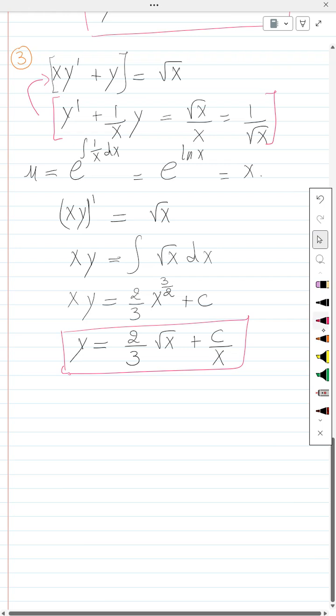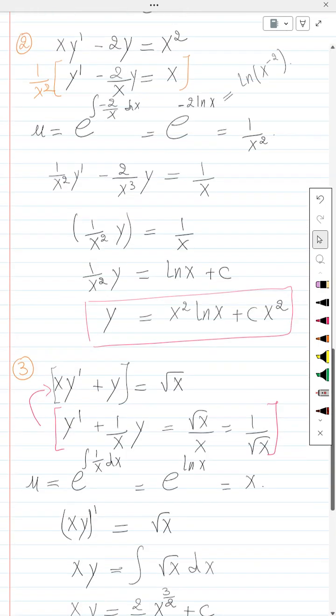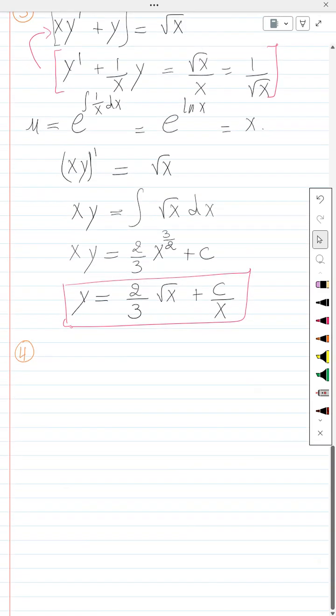Now let's see the last example. I think that you have got the idea how to solve a differential equation of this form. Let's see another example. Let me see another one. We haven't dealt with that. Let me just see if we didn't do that so we can deal with it right now.